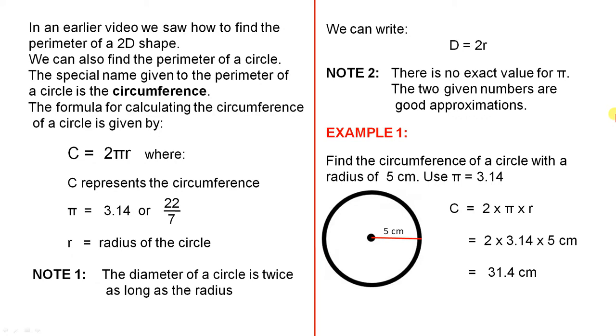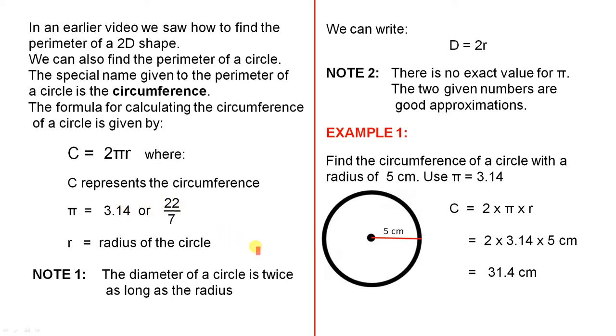The formula for calculating the circumference of a circle is given by C equals 2 pi r, where C represents the circumference, pi equals 3.14 or 22 over 7, and r equals the radius. I'll say more about these two values in a moment.